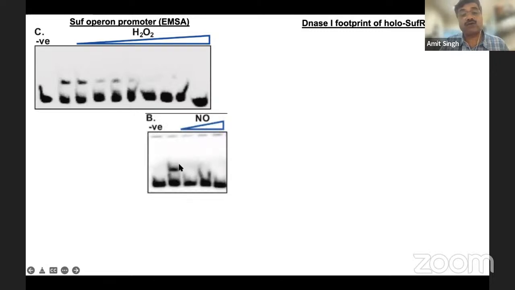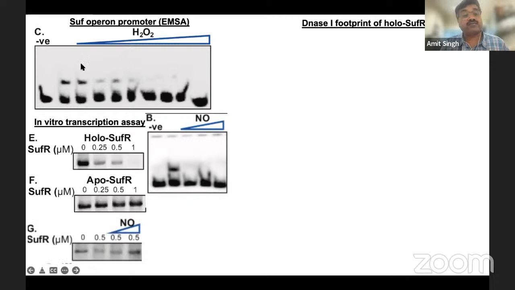Similarly, if you look at nitric oxide, you see similar data. Without nitric oxide, the holo form of SUFR is able to bind DNA. And in response to nitric oxide, you don't see any binding. So DNA binding is also lost when the 4 iron 4 sulfur cluster converts to DNIC. How does it affect transcription? So we did an in vitro transcription assay where we incubated this promoter fragment with RNA polymerase in the presence or absence of apo and holo form of SUFR. And here you would see that this is the single transcript which is originating from the SUF promoter.